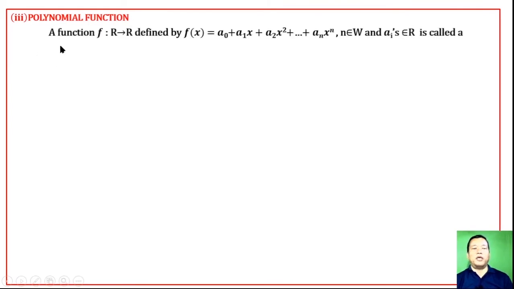Polynomial function. A function f from R to R defined by f of x equal to a0 plus a1x plus a2x square plus dot dot dot plus an x to the power n, where n belongs to whole numbers and each ai belongs to R, is called a polynomial function. Its domain is R, the set of real numbers, and range is also R.